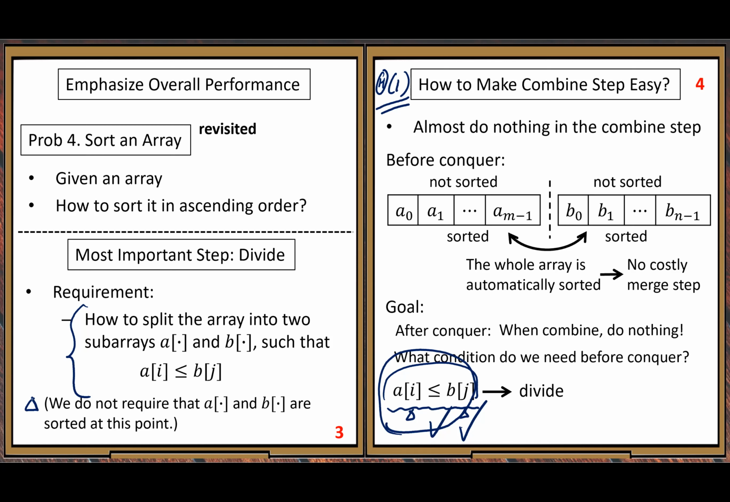That would reduce our workload. If we required each individual subarray to be sorted, then you would need to do too much work in the divide step. That won't be good. You need to understand, we don't want to put too much workload in the divide step.